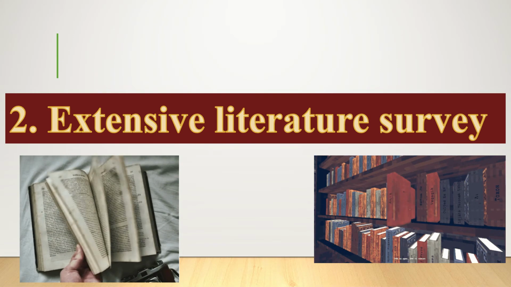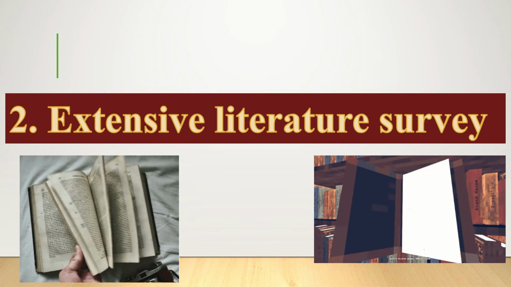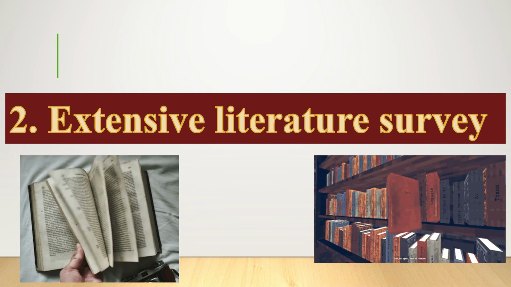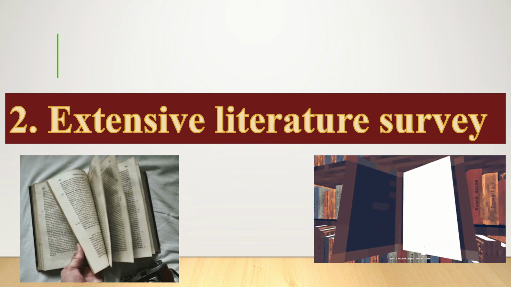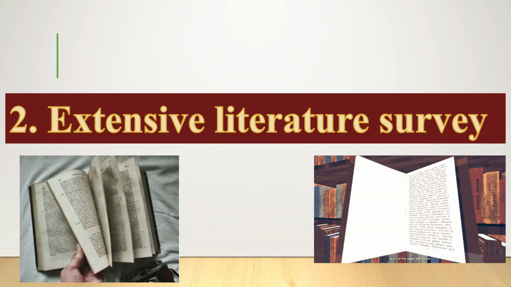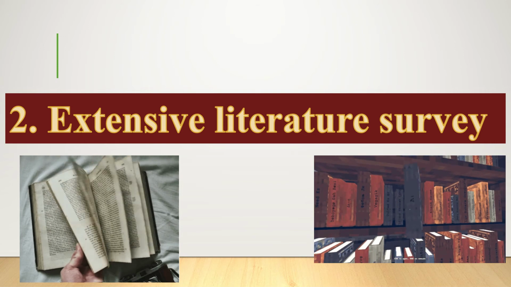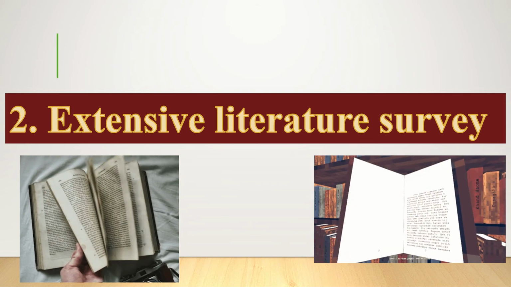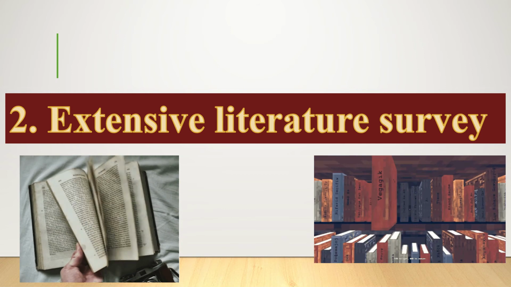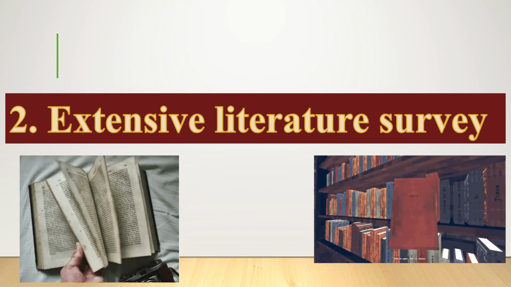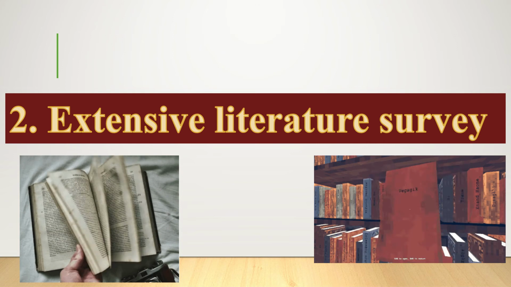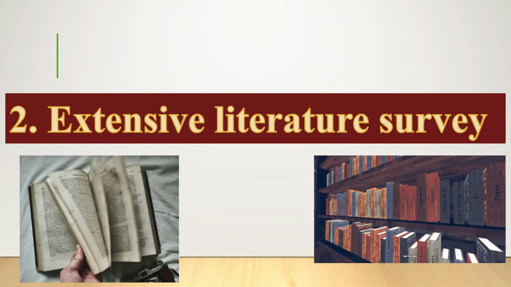The second step is extensive literature survey. Under literature survey, we are referring to various sources like articles, books, websites, newspapers, and any other source of information. But when it comes to research, in concise, there are two forms. One is conceptual review of literature. Second one is empirical review of literature.